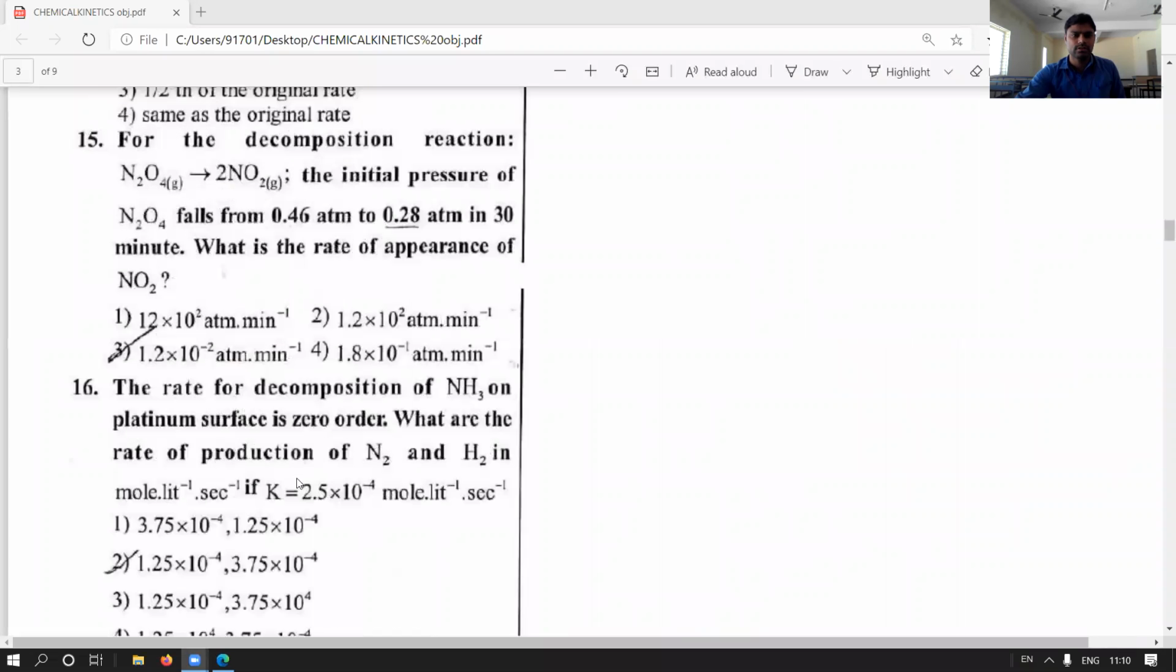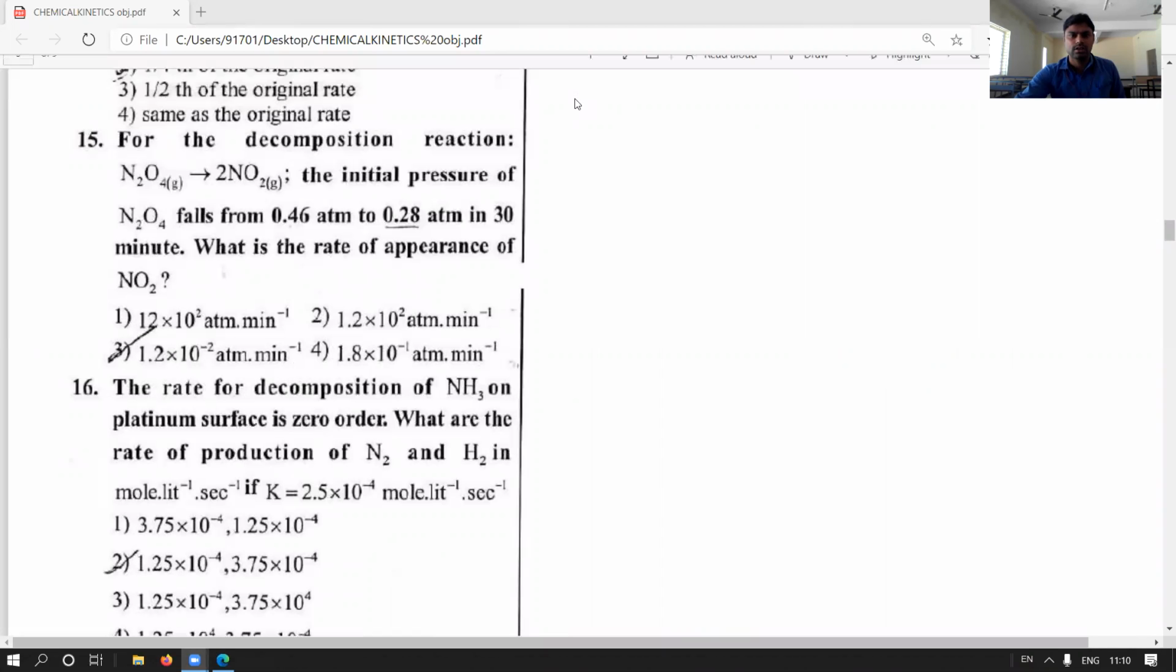15th question. For the decomposition of N2O4 into NO2, the initial pressure of N2O4 falls from 0.46 to 0.28 in 30 minutes. Then what is the rate of appearance of NO2? Pressure is directly proportional to concentration. If pressure decreases, the concentration automatically decreases.